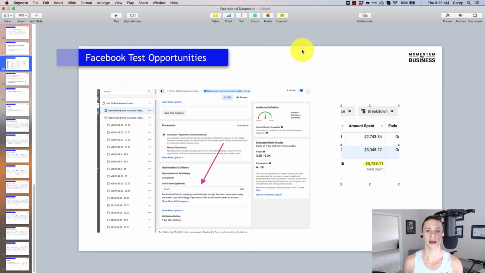I spent $5,789 testing the cost cap function here in Facebook ads, and I found a strategy that works great for getting the most return out of your ad spend. I'm going to share that with you guys right here and cover how I tested it and what I ran.